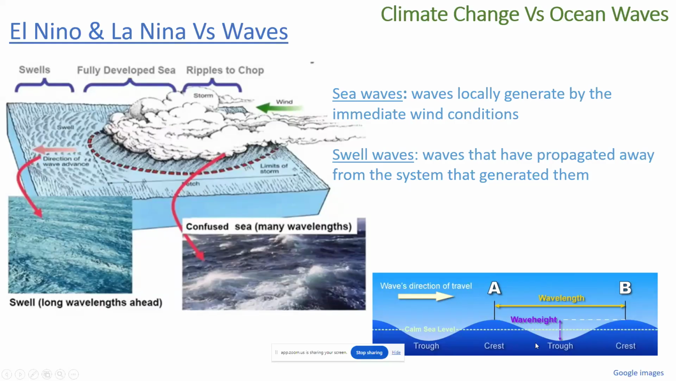And a few more terms. In a wave, if you think of the distance between two consecutive points, like the distance from crest to crest or from trough to trough, we call it wavelength. And the vertical distance from the highest elevated point, the crest, to the lowest elevated point, the trough, we call it wave height.